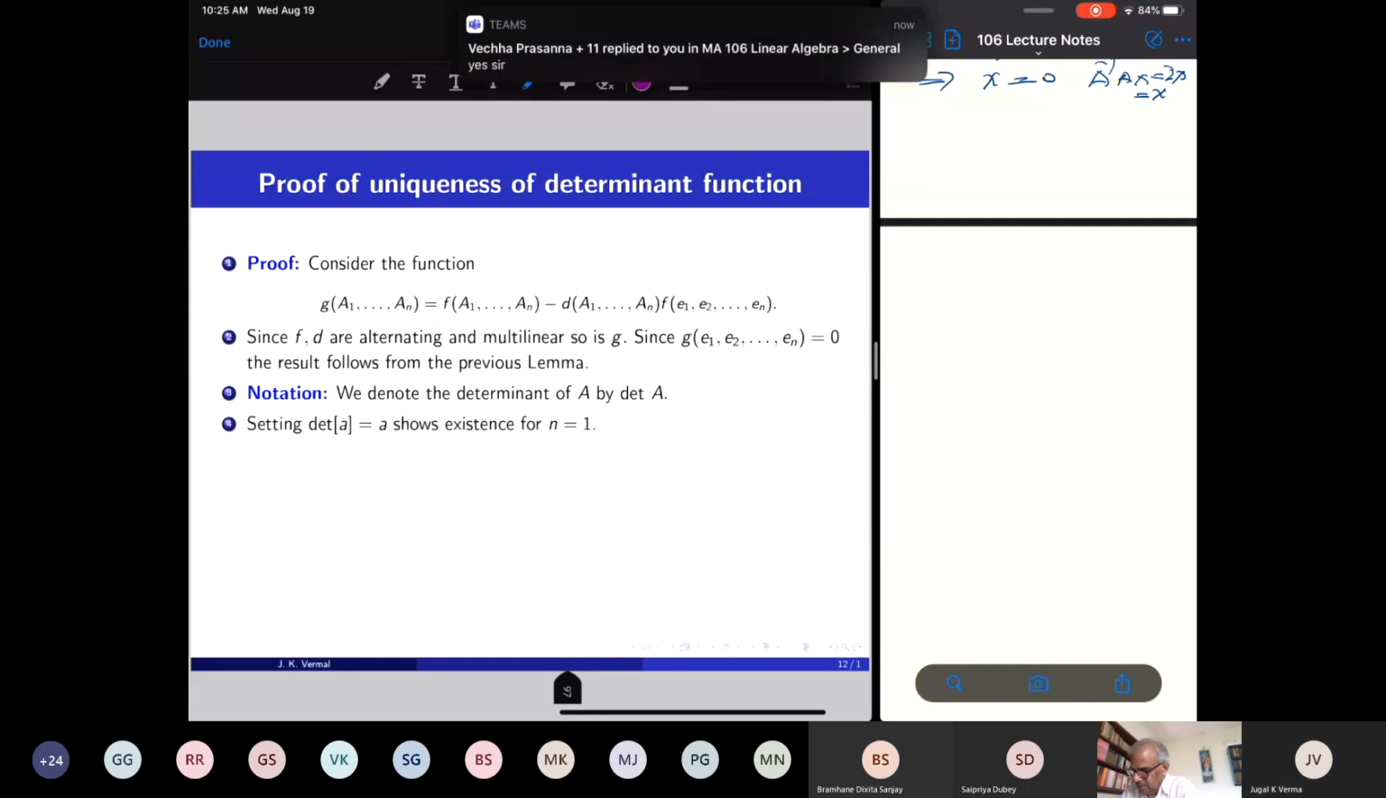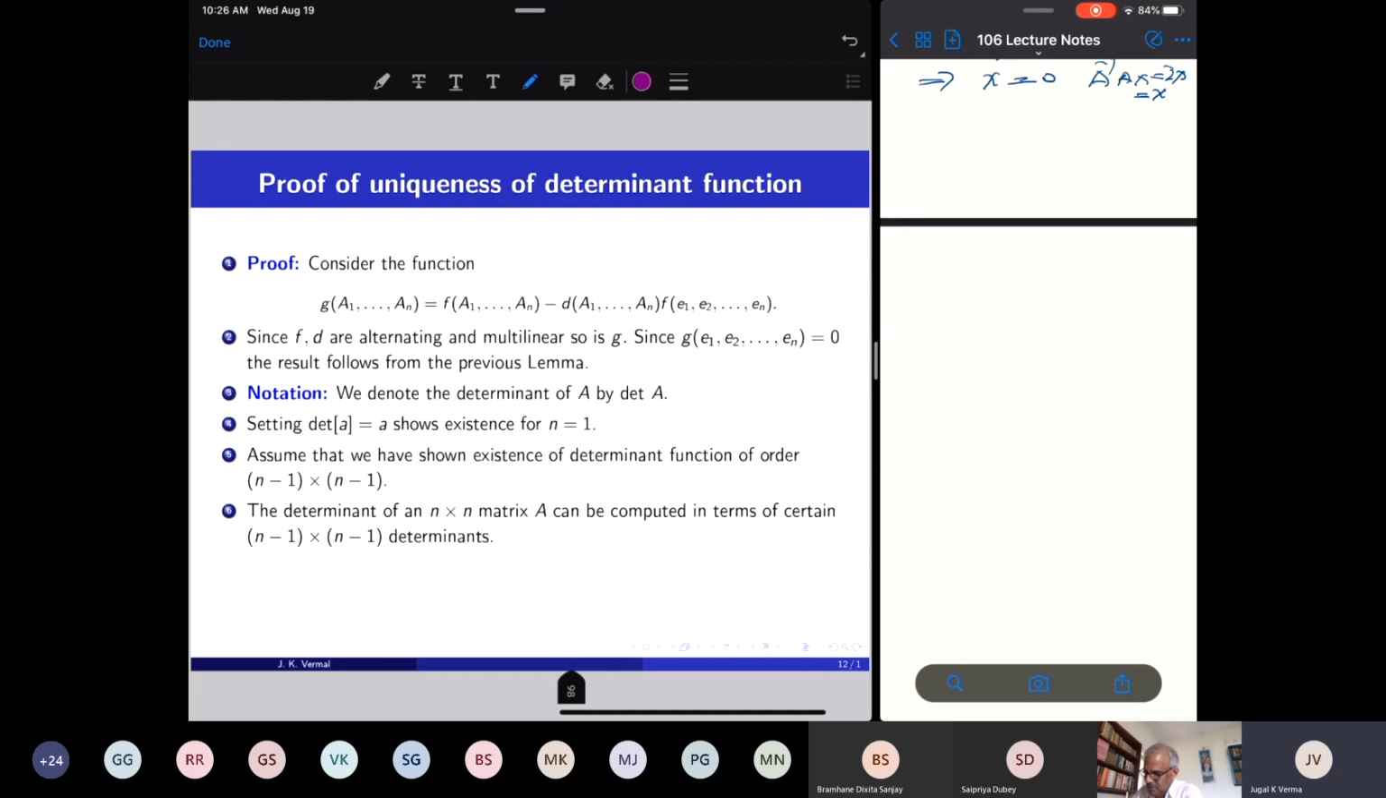Okay. All right. So let's now look at the existence. We have proved uniqueness. Let's prove the existence. So setting the determinant of a 1 by 1 matrix equal to a, you can check that this satisfies the three properties. So for 1 by 1 matrices, it is easy. For 2 by 2 matrices, we already proved the determinant function is uniquely determined. It is the usual determinant of a 2 by 2 matrix.